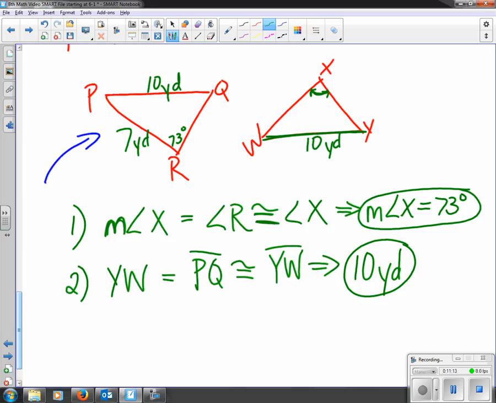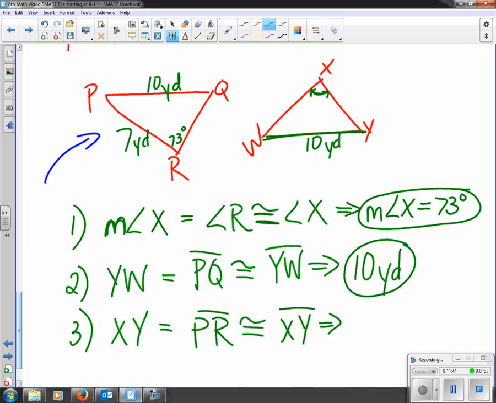Okay, and then let's try another one. If they ask for XY, well, what's the measurement for XY? Okay, well, line segment PR is congruent with line segment XY. So therefore, XY equals 7 yards. Okay, so this is 7 yards.